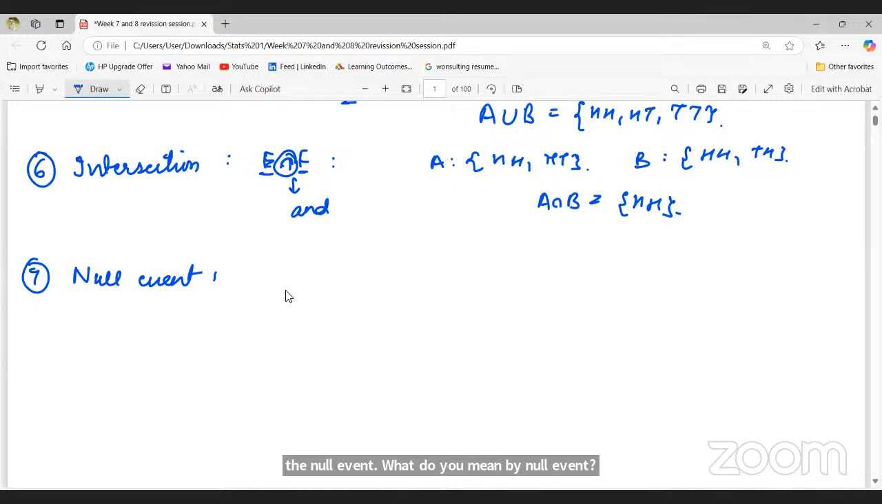An empty event is an event without any elements, so we denote it as phi. Okay, so in this only we have disjoint events.